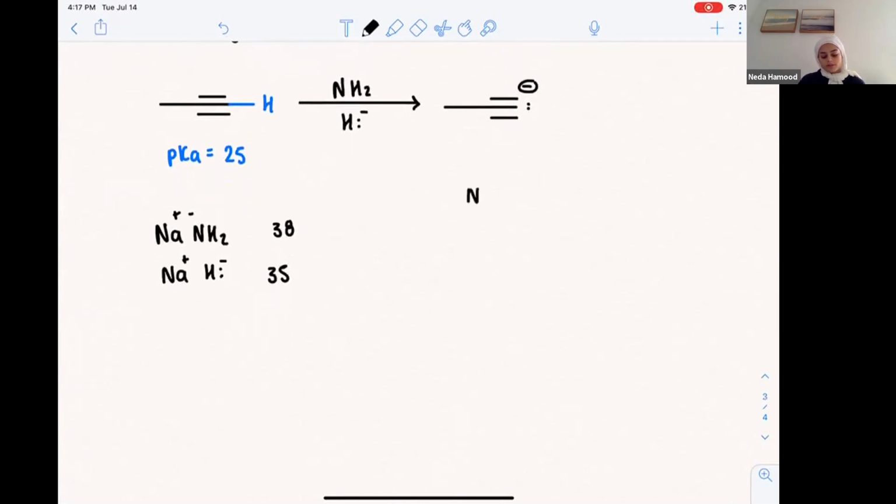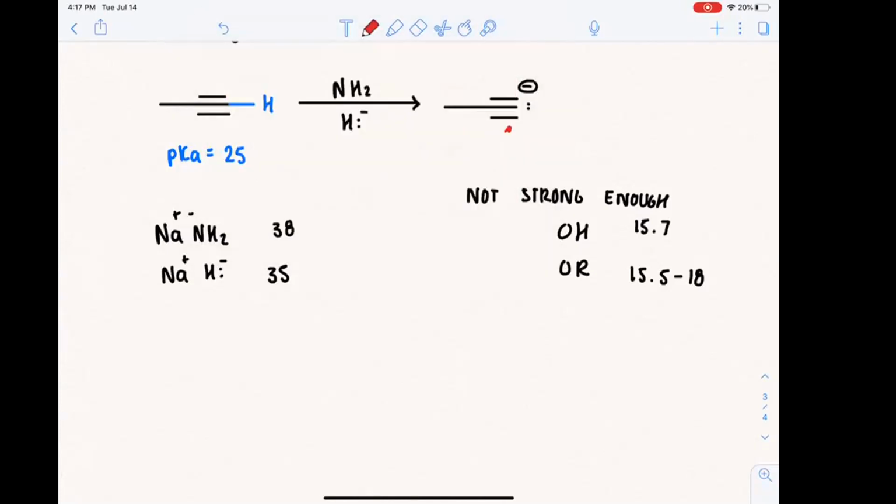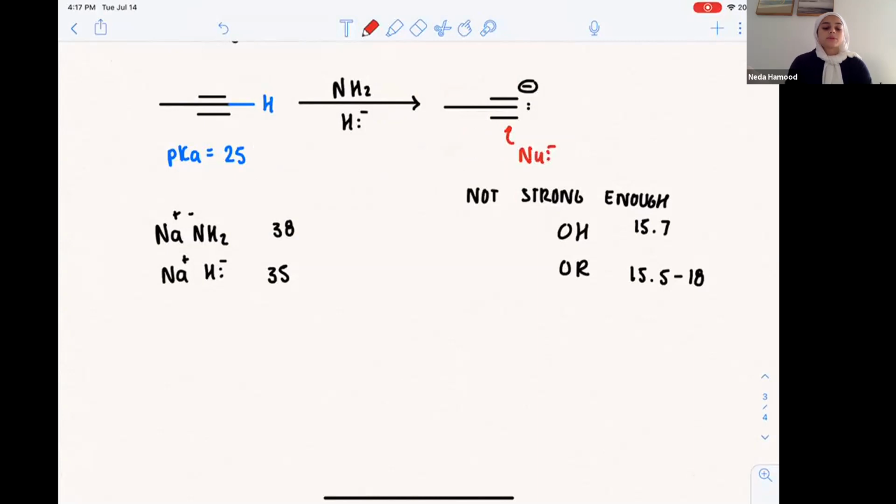Some things that are not strong enough, I don't want to confuse you guys, but let me just tell you the pKa values, are things like OH or OR. So it's oxygen with a carbon chain on it. So this has a pKa of 15.7, and this has a pKa of 15.5 to 18. So obviously, those are not strong enough bases to deprotonate the hydrogen. So is everybody good with that? Yes. So this is a way to make a nucleophile. So this becomes a nucleophile. So obviously, it's ready to donate some electrons.